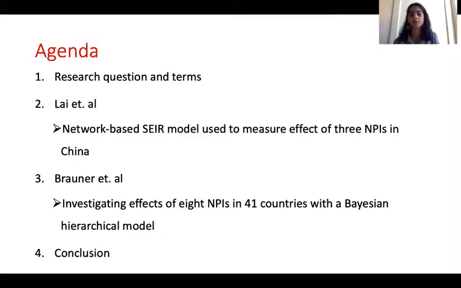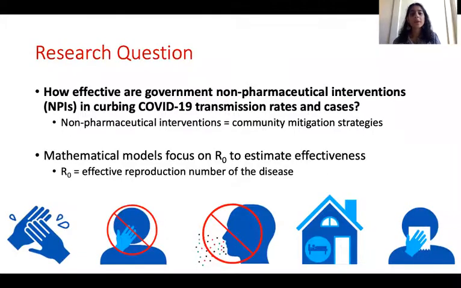So the main research question that both of these papers look to answer is how effective are government non-pharmaceutical interventions, NPIs, in curbing COVID-19 transmission rates and cases. NPIs are essentially community mitigation strategies. So it's any actions apart from vaccines or medical-related things that people in communities can take to slow the spread of an illness. In the case of COVID, these NPIs could be hand washing, social distancing measures, travel restrictions, contact tracing, etc.